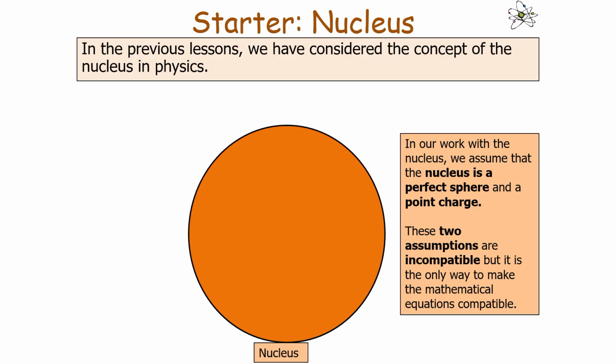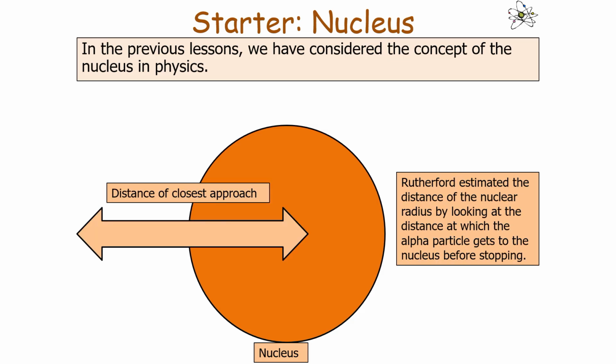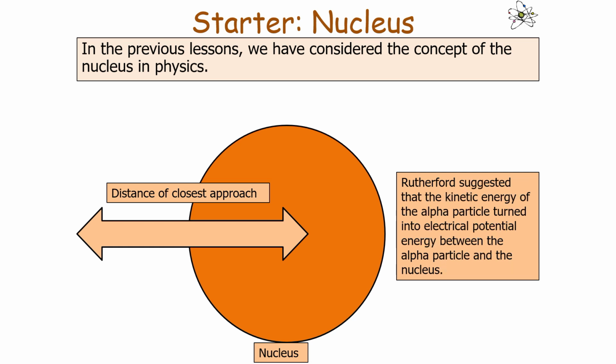In our work with the nucleus, we assume that the nucleus is a perfect sphere and a point charge. These two assumptions are incompatible, but it's the only way to make the mathematical equations compatible. Now Rutherford estimated the distance of the nuclear radius by looking at the distance at which the alpha particle gets to the nucleus before stopping, the distance of closest approach.